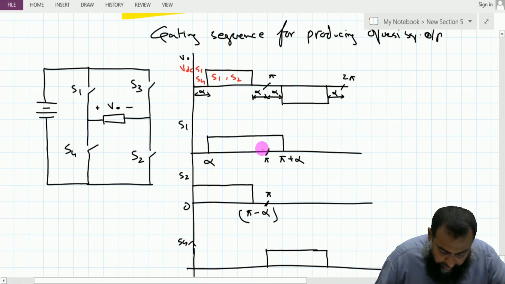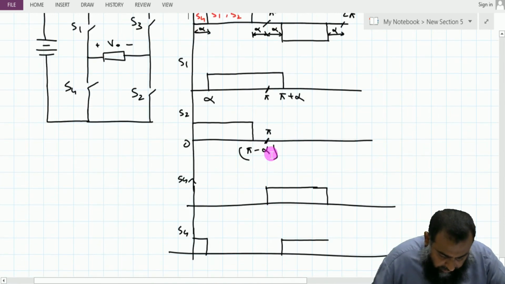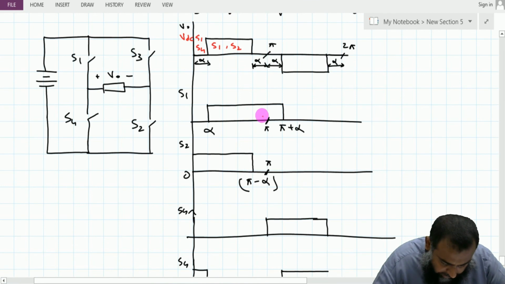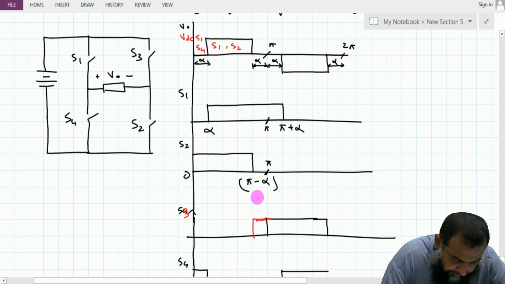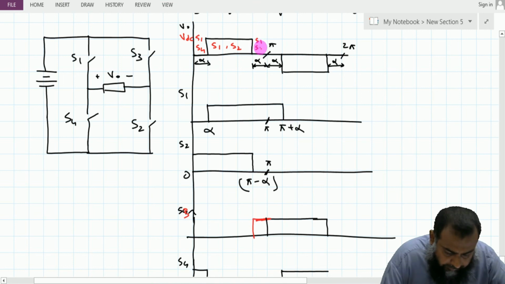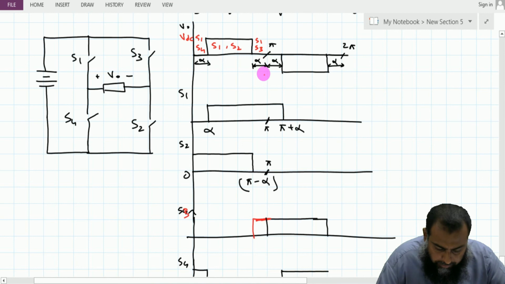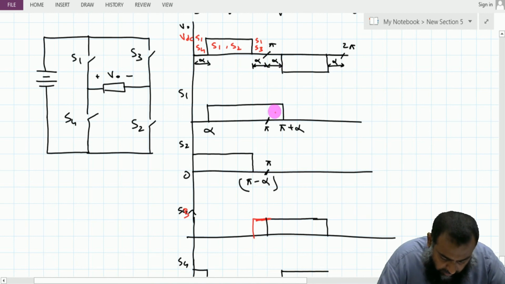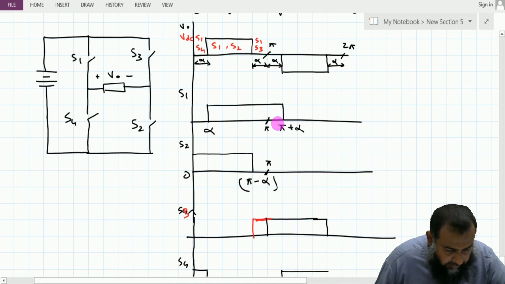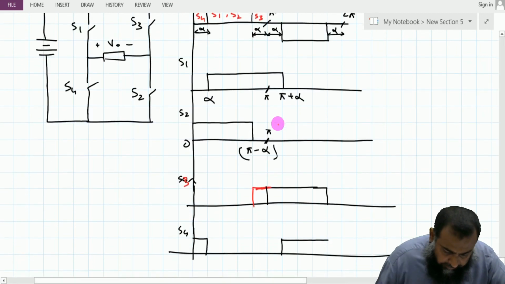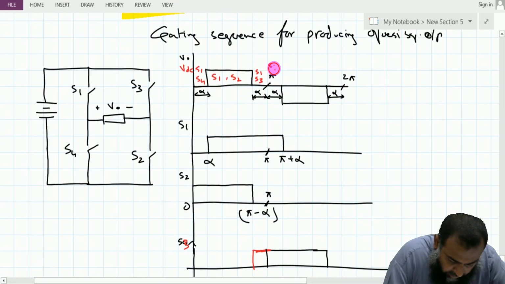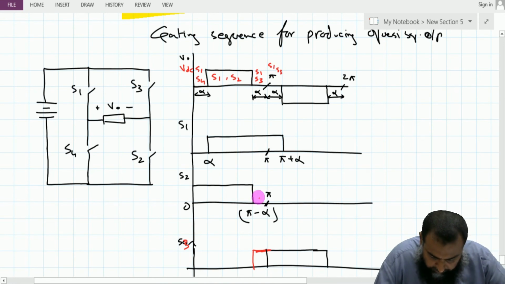This S1 is on here, and also we have this S3 has to be on from here. S1 is on, S3 is on, and therefore we get 0 output here. After that we still have S1 on and S3 on. So S1 and S3 are on, so we again have 0 output available here for this much duration as well.